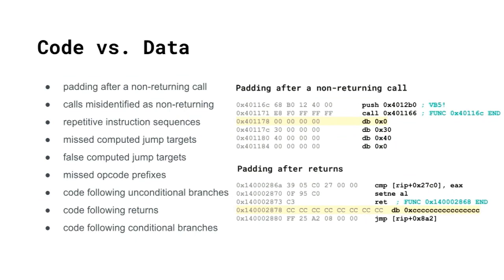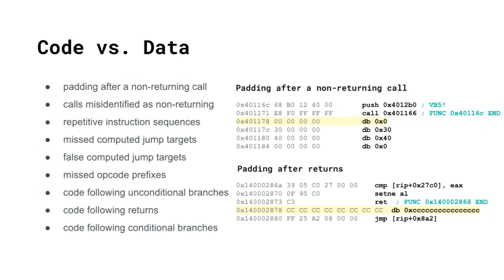So here's an example of padding after a non-returning call. You can see that this is actually VB5. Right after the call to ThunRTMain, I think that's how you say it, is the struct and how it loads all the functions to be called. And you can see if it's a non-returning call, we won't try to disassemble it. We'll just show it as data, and any function that it links to, it will go and try to disassemble that function if it's in that list.